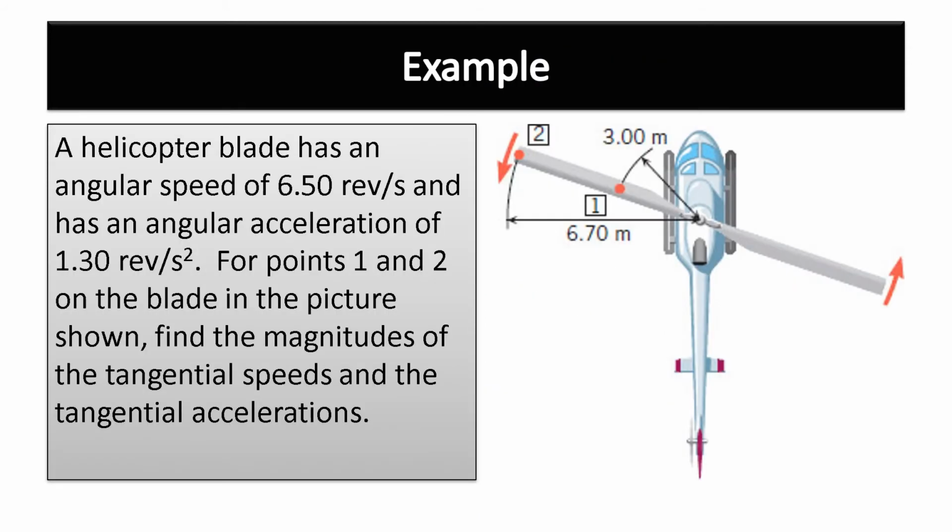All right, how about this question? It says a helicopter blade has an angular speed of 6.5 revolutions per second and an angular acceleration of 1.3 revolutions per second squared. For points 1 and 2 on the blade in the picture shown, find the magnitudes of the tangential speeds and the tangential accelerations. If you want, you could pause the video and try this one out on your own. There is a little bit of a trick in there, so don't get caught up on the trick.